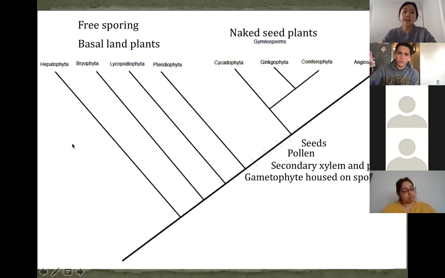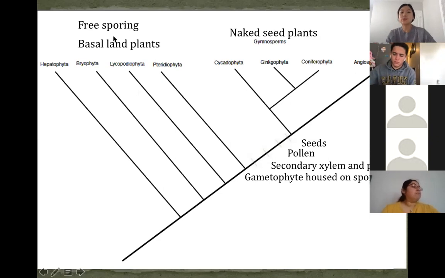So again, these are the basal land plants. That includes the non-vascular and the seedless vascular land plants. Today, we're mainly going to be focusing on the gymnosperms, also known as the naked seed plants, which are the Cycadophyta, the Ginkgophyta, and the Coniferophyta. Next week, we're going to be looking at the more derived group of species, the ones that you're most likely more familiar with, which is the angiosperms.